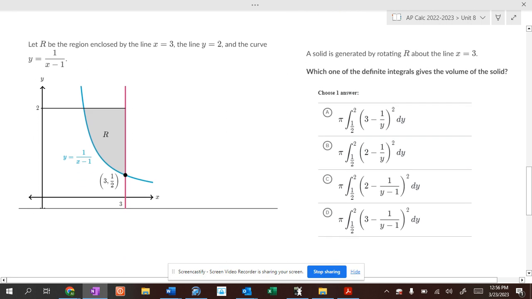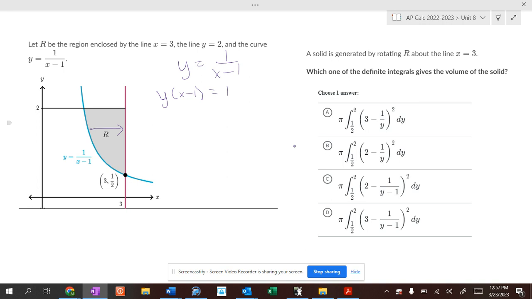This one, we're wrapping around a vertical line. It's enclosed by these two lines, but we're wrapping around the line x equals 3. So we take this function and we're going to solve it for, we're going to get what alone? X, because if we're wrapping around a vertical line, we got to get x alone. So y equals 1 over x minus 1. So we multiply both sides by x minus 1. So y times x minus 1 equals 1.